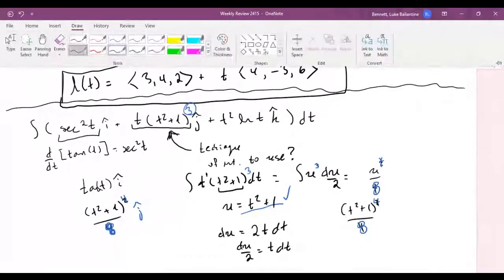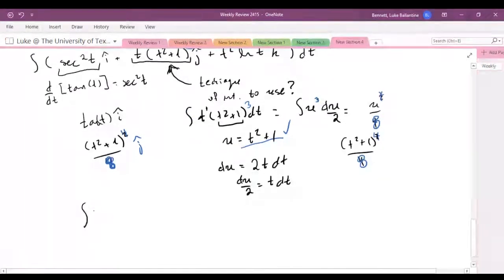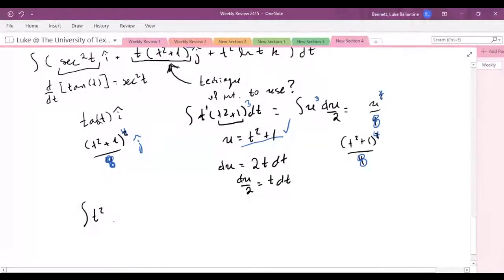j. Okay. Now, how do we integrate t squared ln of t? What method of integration, what technique of integration do we use?